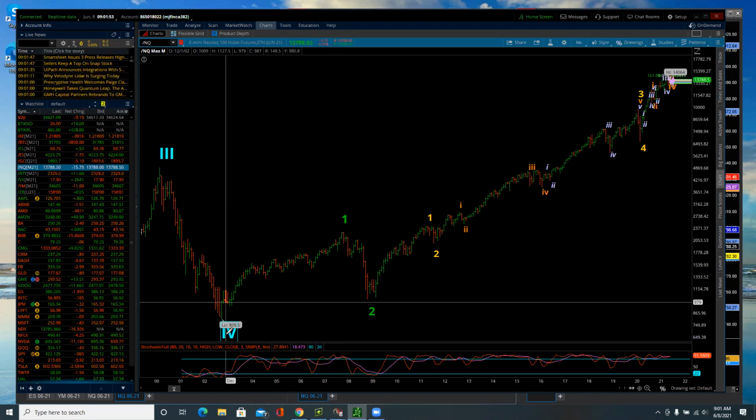There are two basic forms. One is an impulse sequence, and those are always going to be a 5-wave sequence. And then there is a corrective sequence, which is always going to be a 3-wave, an ABC. They're labeled as wave 1, 2, 3, 4, and 5 within an impulse move, and that could be in either direction, up or down.